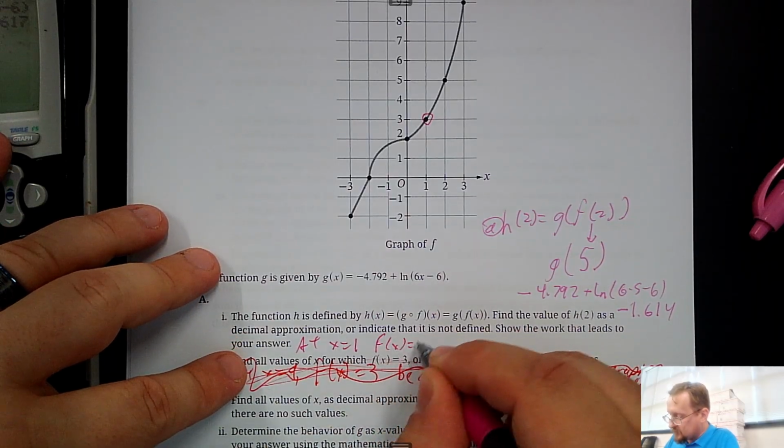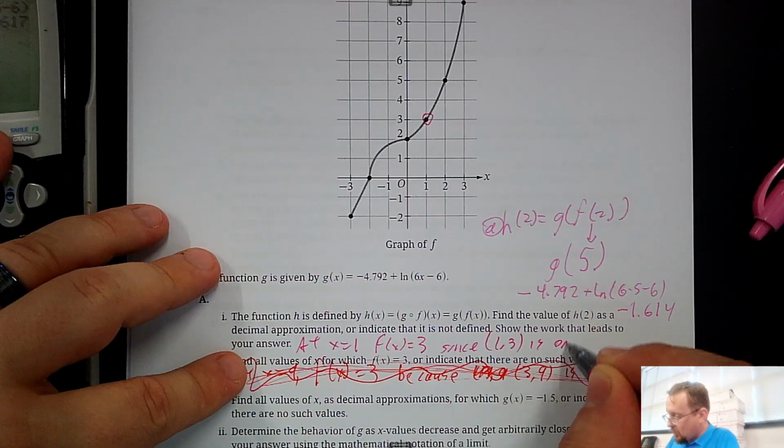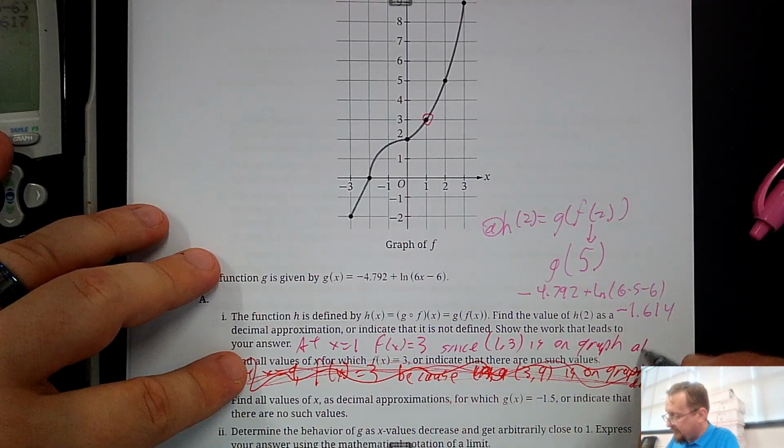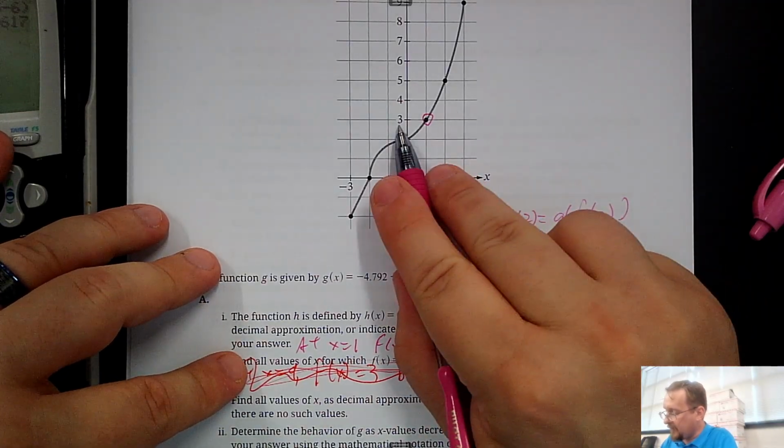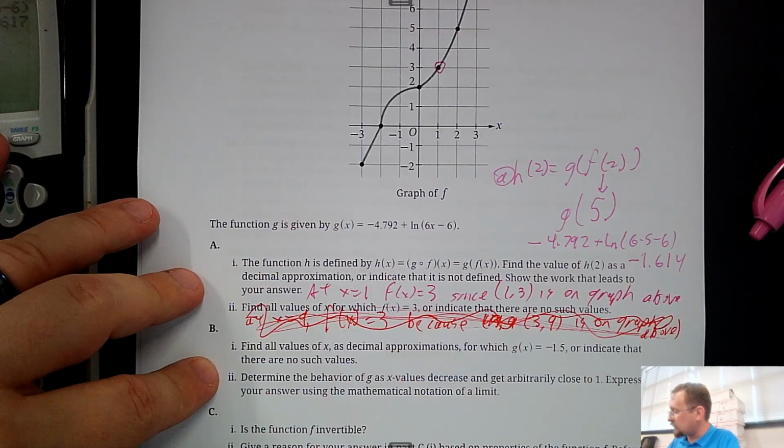Okay, let's try to not make really rookie mistakes like that. f of x equals 3 since 1 comma 3 is on the graph above. Okay, that's the only one. That's the only place where f of x equals 3. Okay, wow. They're off to a great start today.